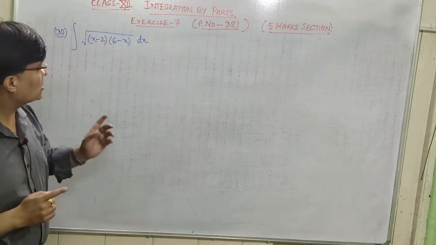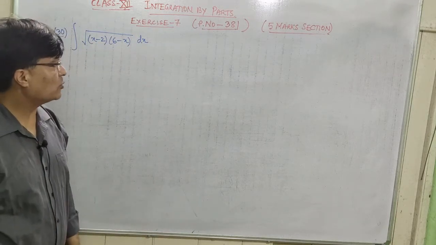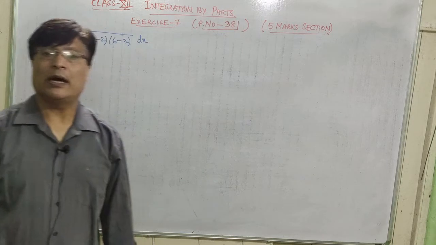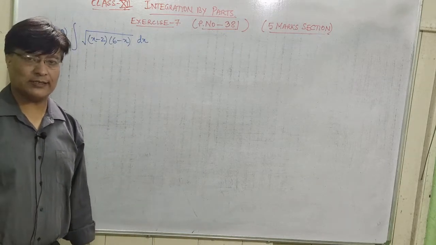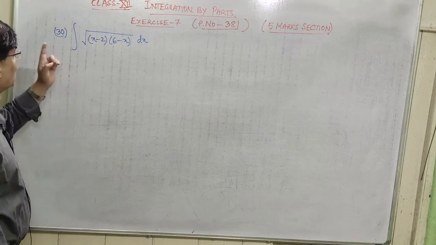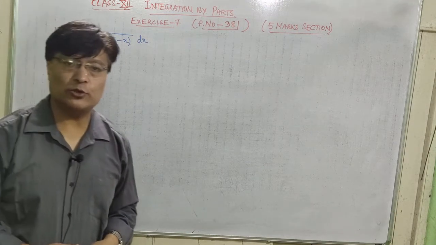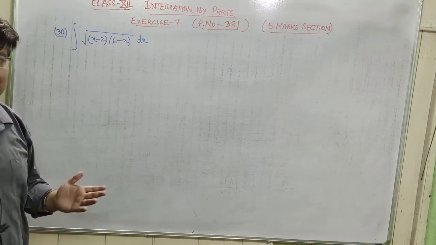So today is the continuation class, same exercise 7, page number 381, 5 marks section from the book Higher Mathematics for class 12 by SN Dey. So let's do this question number 30, that is integration of within square root (x minus 2) into (6 minus x) dx.